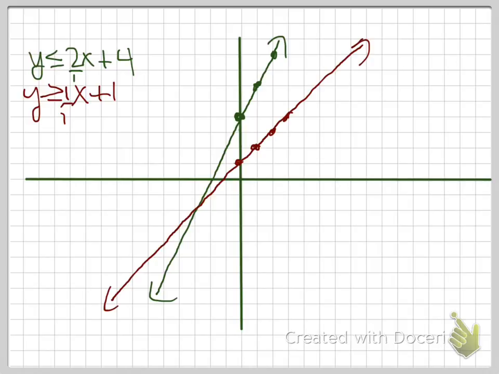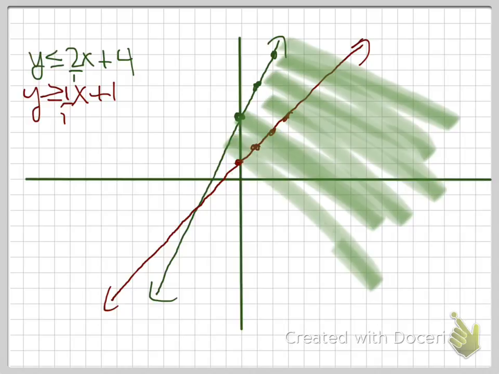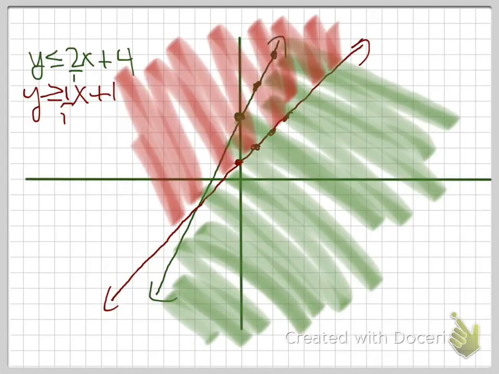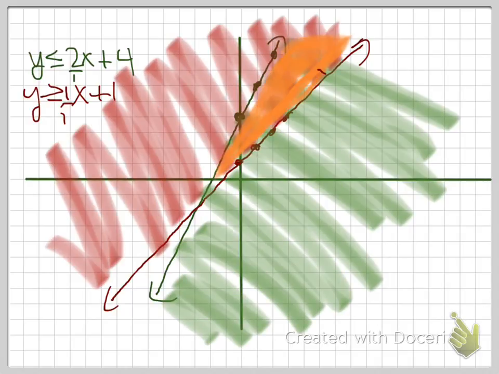So notice how I graph these first, then I would do my shading. The first one says shade below, and the next one says shade above. And so you can see right there, they are crossing in that little section right there. What you are concerned about is just where they cross. So the rest of the green and red shading that's not crossing where the orange is doesn't matter. All you care about is that little orange section where it cross shades.